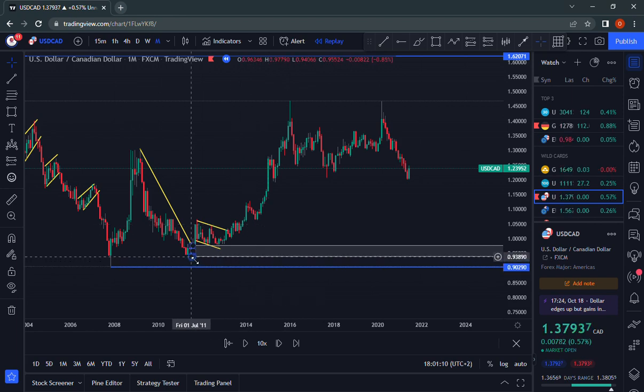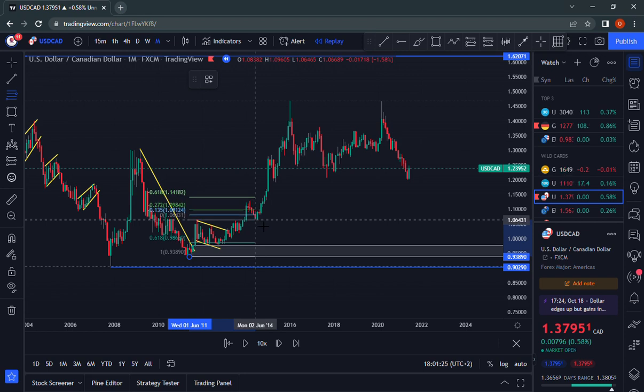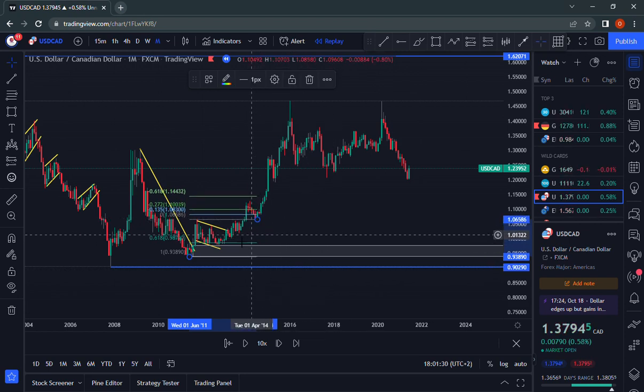DK, you know what this is? You know where this price came back to. And now this is another confluence. Look at the confluences now.